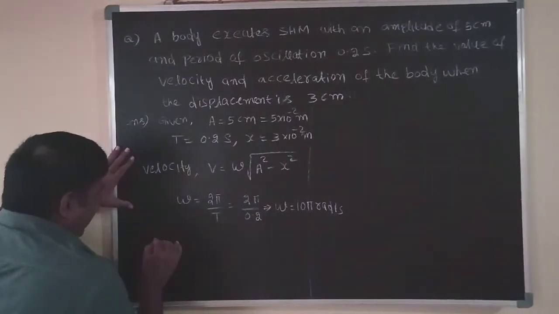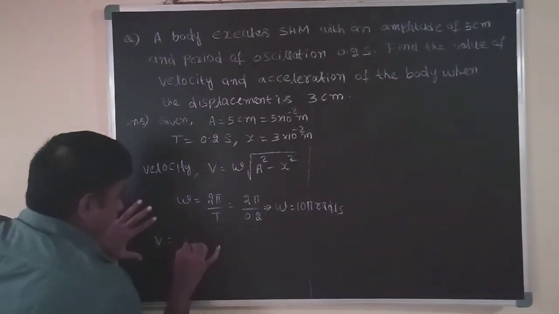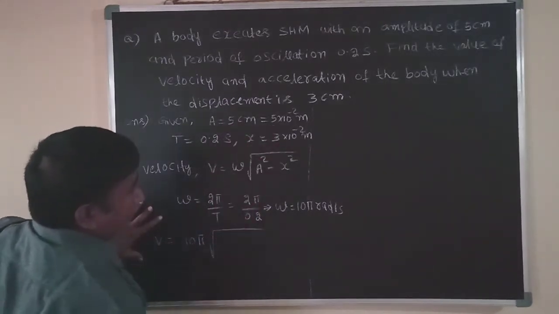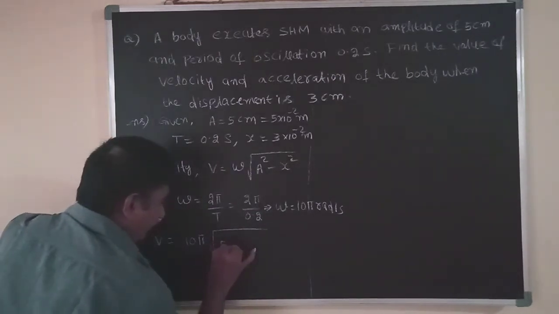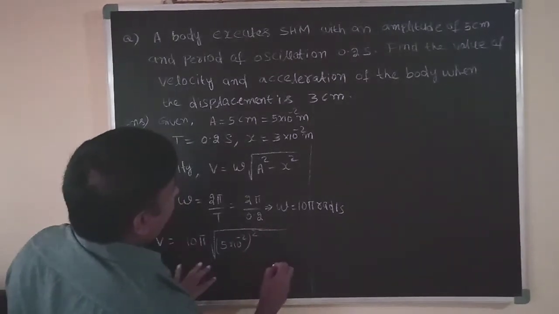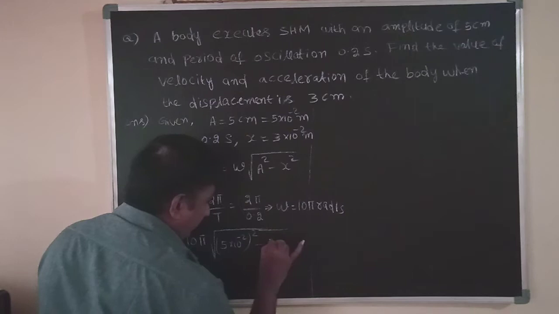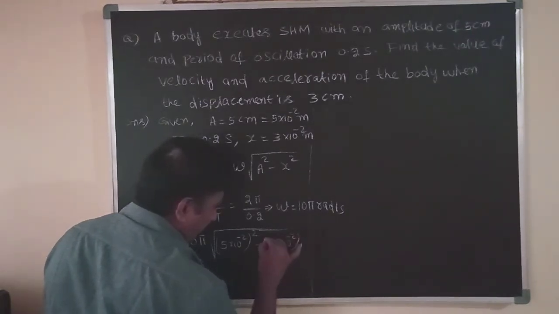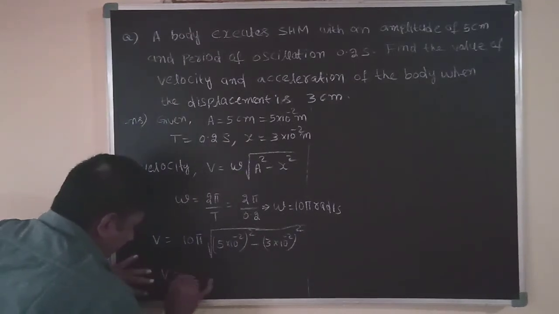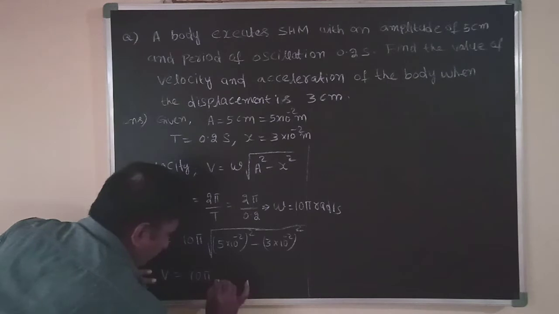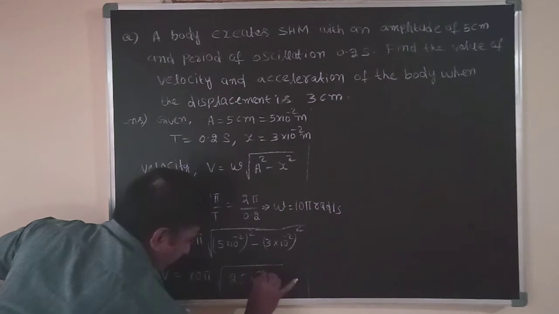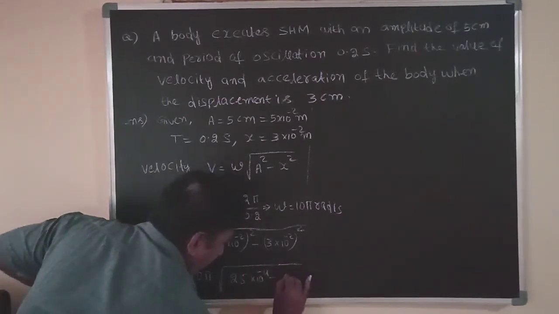So velocity v is equal to 10π into root of a square, where the value of a is 5 into 10 to the power of minus 2. So it is 5 into 10 to the power of minus 2, whole square, minus x square. The x square value is 3 into 10 to the power of minus 2, whole square. So if you do this, velocity v is equal to 10π into root of 25 into 10 to the power of minus 4 minus 9.